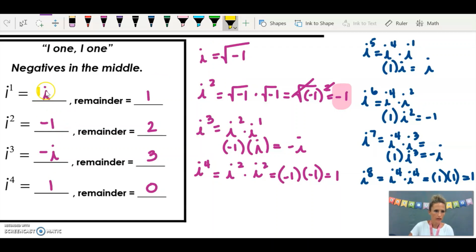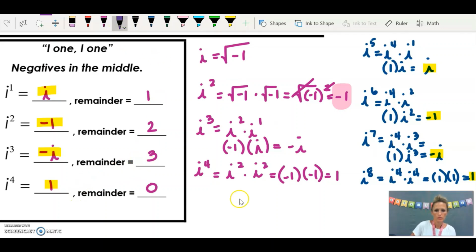So I had i, -1, -i, 1. i, -1, -i, 1. This pattern just continues to repeat in the same way through the 4 powers of i. We can rewrite any higher power using these 4 basic values. But we don't want to have to count through that pattern over and over if our powers are much higher, and that's where the remainder comes in.